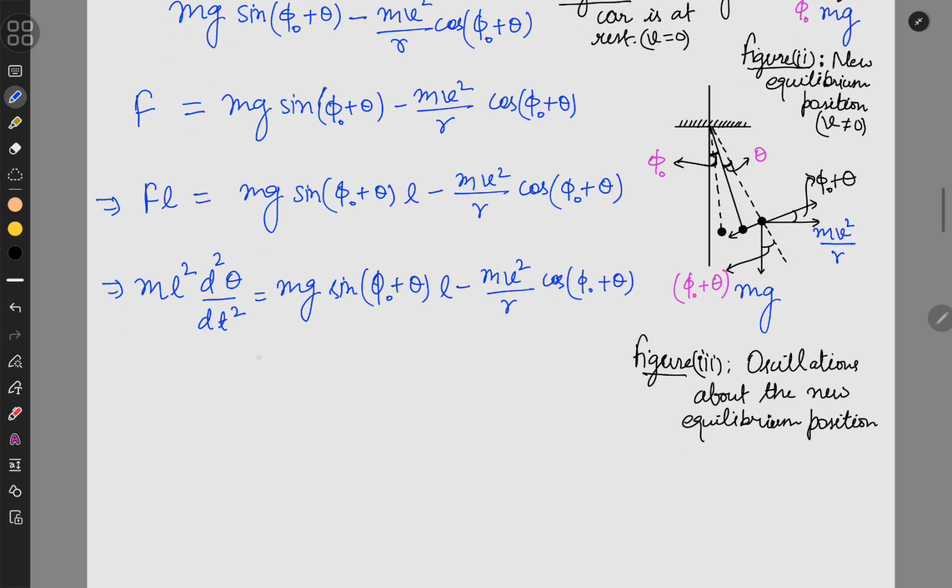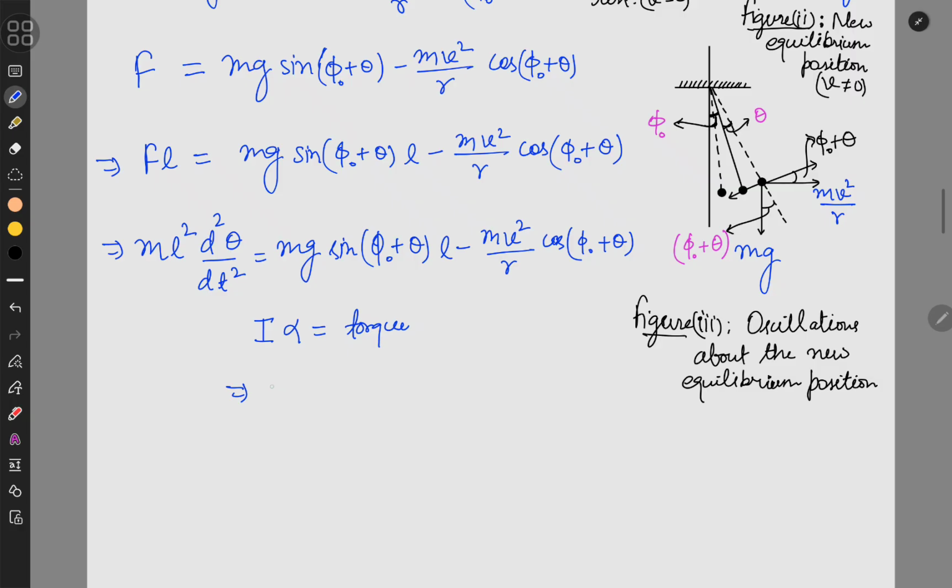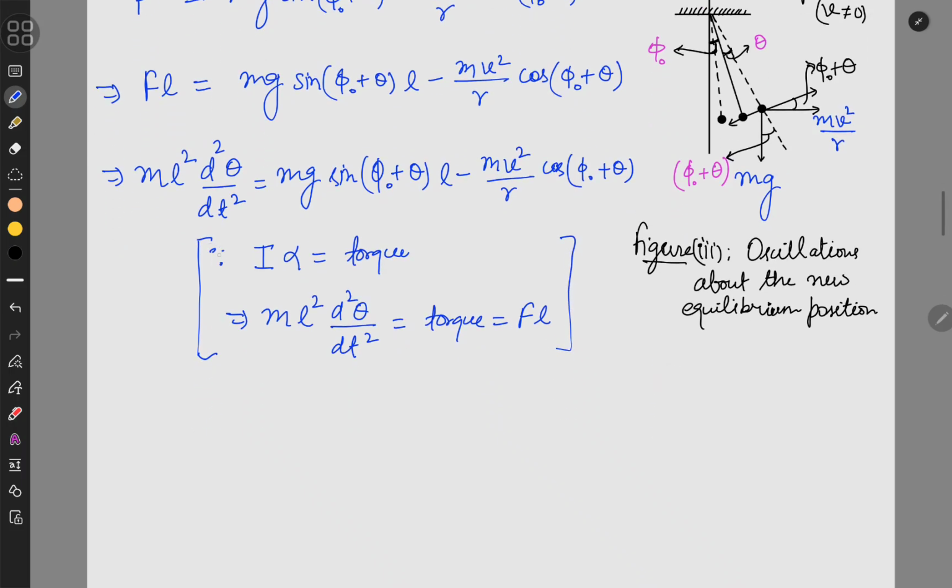Here what I have done is, I know that moment of inertia times the angular acceleration is the torque, as simple as that. So this I is the moment of inertia, which is ml square, that is the basic definition of moment of inertia, and alpha, that is the angular acceleration, is d2 theta upon dt2, that is the torque, and the torque in our case was F times L, and I have simply equated this, and I have my equation. This is my equation.